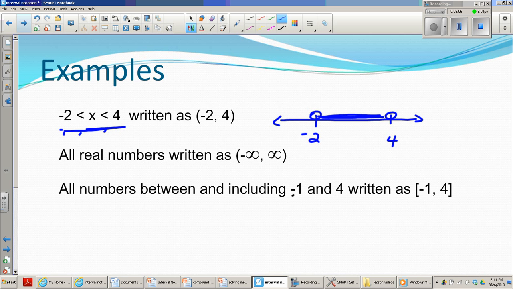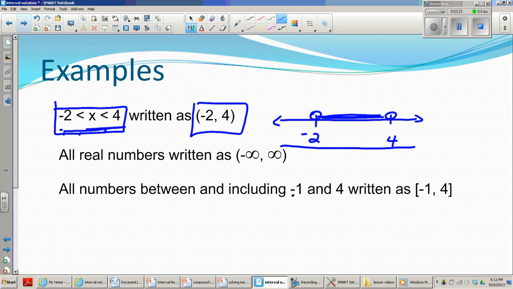Our interval is going to show the same thing. It's open, so we use parentheses. The lowest value is -2, the highest value is 4, and it's everything in between. So again, we have the inequality, we have the interval notation, and we have the graph, all to represent the same value.